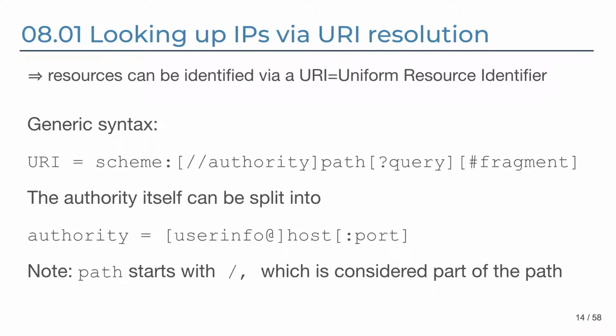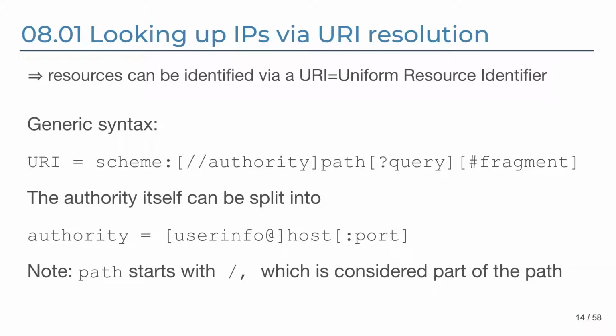We have first a scheme, then a colon. Then we have optionally an authority that we can give it, a path, an optional query, and a fragment. The authority itself splits up into user information, host, and a port. The thing to keep in mind here is that the path has to start with a slash, but it's considered part of the path. That's why it's not explicitly mentioned here.